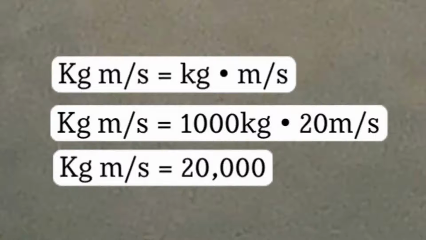Well, when we look at our first equation, kilogram-meter per second equals kilogram times meter per second, we just plug in the variables. So we get kilogram-meter per second equals 1,000 kilograms times 20 meters per second. Our final answer is going to be that the car has a momentum of 20,000 kilogram-meter per second.